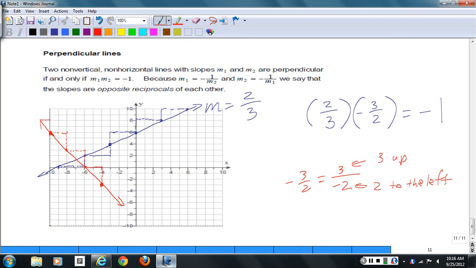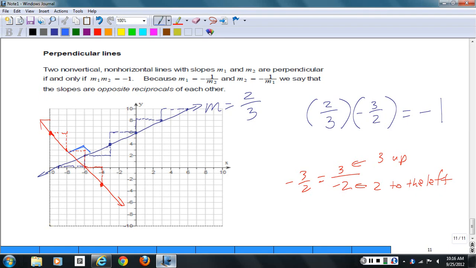Now, what I have to do here is draw a parallelogram like so. This needs to be parallel to the blue line. This needs to be parallel to the red line. So it gives the appearance that these are intersecting at a right angle. So there we go. There's the relationship between non-vertical, non-horizontal lines that are perpendicular to each other.